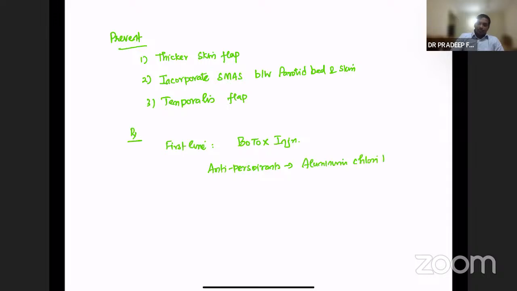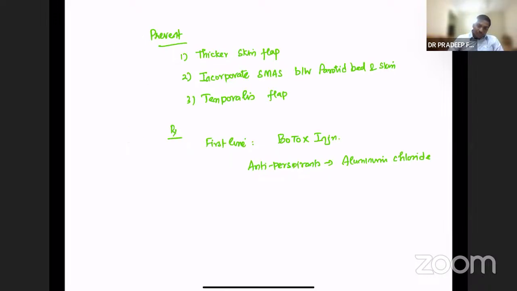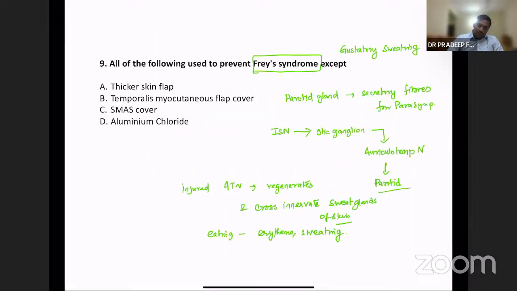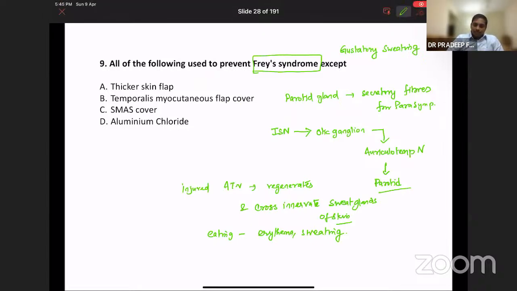This is the treatment of Frey syndrome. So with this, can you answer this question? Which is used to prevent Frey syndrome except? So thicker skin flap is used to prevent, temporalis flap is used to prevent, SMAS cover is used to prevent, whereas aluminum chloride is used to treat and not prevent the Frey syndrome. So this is the answer.